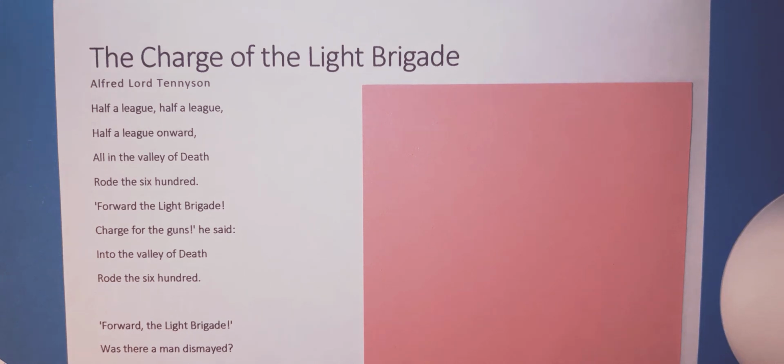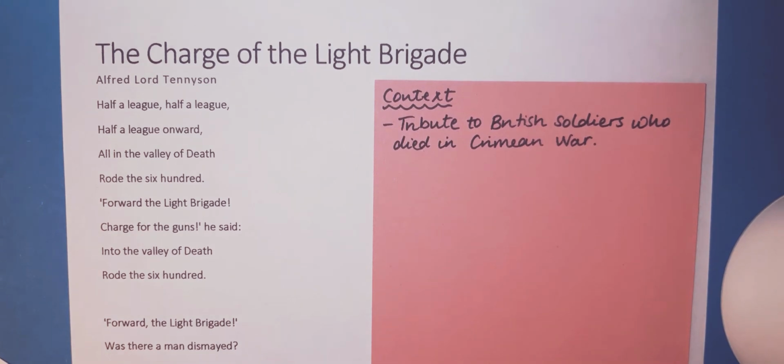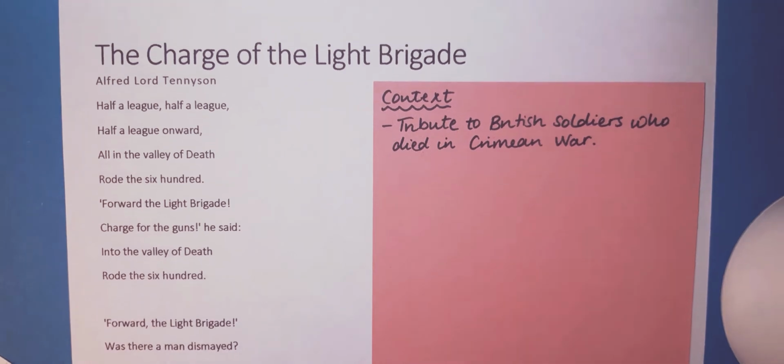Hi guys, in this video we are going to analyze the poem The Charge of the Light Brigade. The first thing we need to understand is a little bit about the context. So we know that Tennyson was Poet Laureate, which means that he was appointed by the royal household to write poems about special occasions and events. He wrote this poem as a tribute to British soldiers who died in the Crimean War. So that's the main contextual point that you need to know.